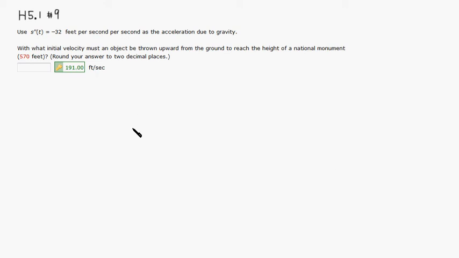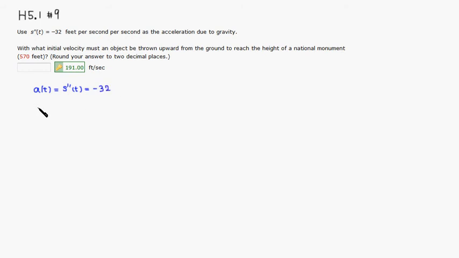Okay, let's look at homework 5.1, number 9. So we have s double prime, so that's the acceleration, a of t, which is given to be, s double prime is equal to negative 32.